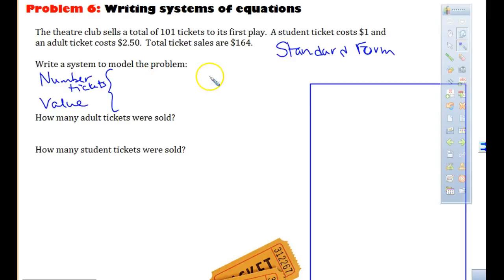101 equals x plus y for the first equation, and then 154 equals 2.5y plus x.